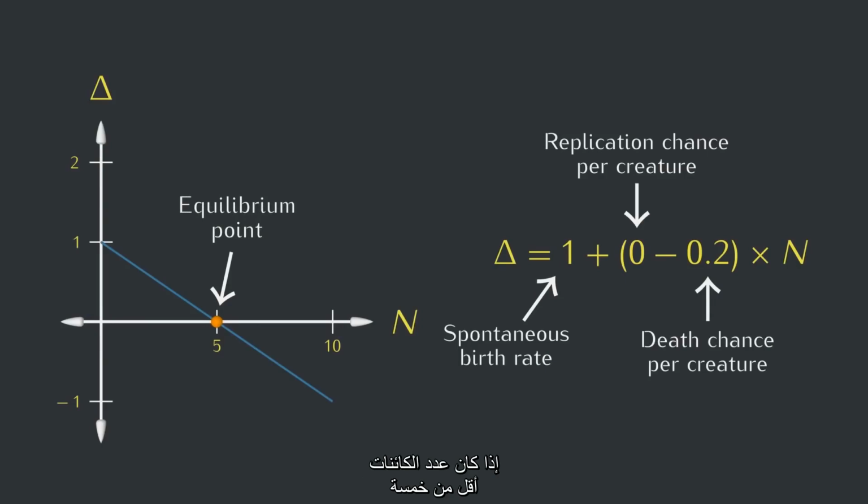If the number of creatures goes below 5, we'll then expect a positive change at the next time step, pushing the population back toward 5. And if n goes above 5, we'll expect a negative change, again pushing it back toward equilibrium.